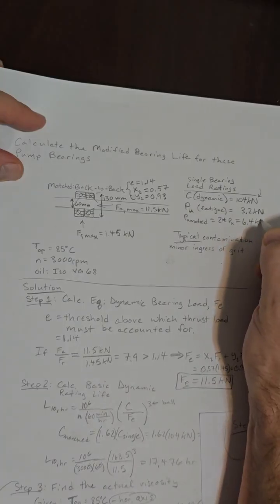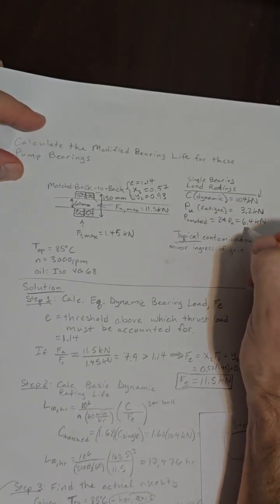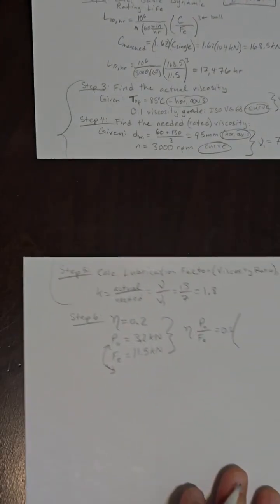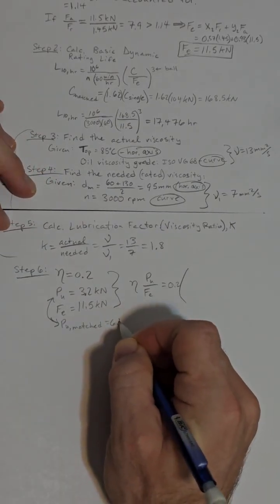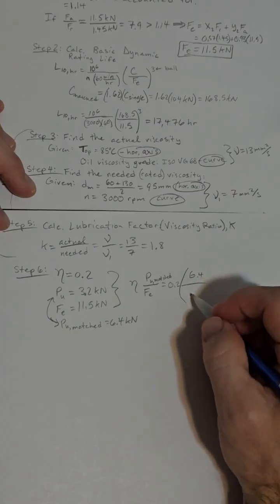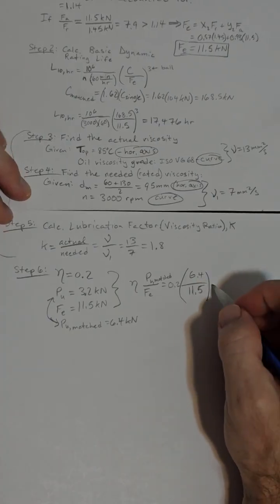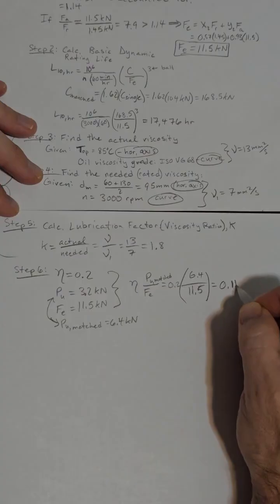So for our matched bearing, we're going to get a doubling of the fatigue life. We're going to get 6.4 kilonewtons of fatigue life. Let me transfer that data over here. PU matched equals 6.4 kilonewtons. So that's 6.4 over 11.5. That comes out to 0.11.